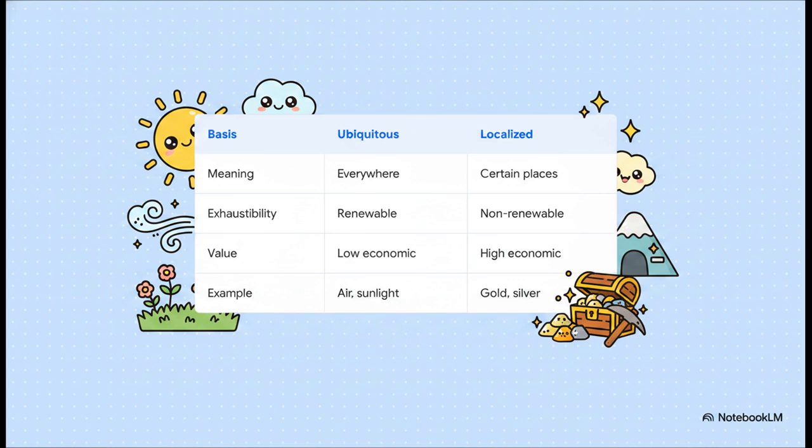Okay, now let's talk about ubiquitous versus localized resources. The real secret to telling these apart is basically supply and demand. Ubiquitous resources are literally found everywhere. Air, sunlight, you name it. And because they're inexhaustible and everywhere, they generally have a pretty low economic value. But localized resources? They're found only in very specific, certain places. Think of gold and silver.